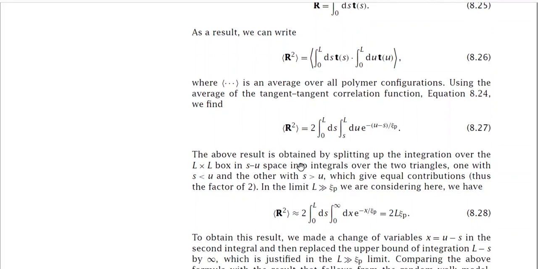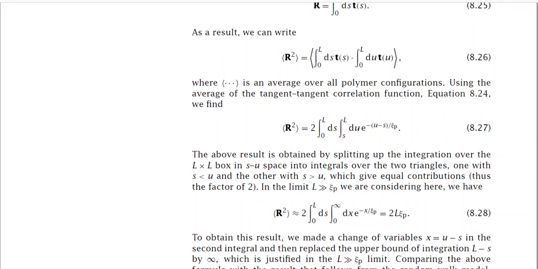Now the above result is obtained by splitting up the integration over the L by L box in s-u space into integrals over the two triangles, one with s less than u and the other with s greater than u, which have equal contribution. That is why there is a factor 2. But here we have not derived the result. We can discuss the mathematical details in some later lecture, but right now we take it that equation 8.27 can be derived from 8.26.